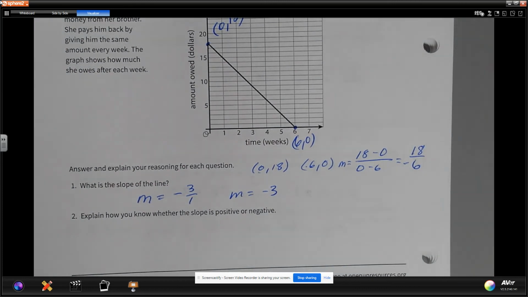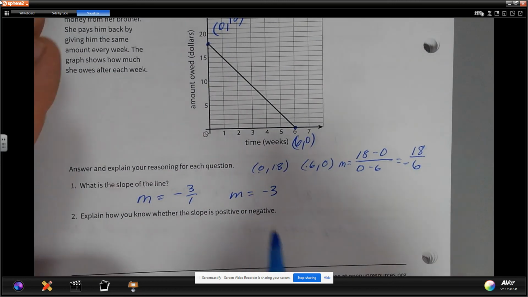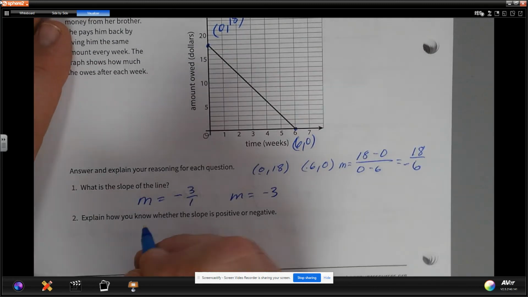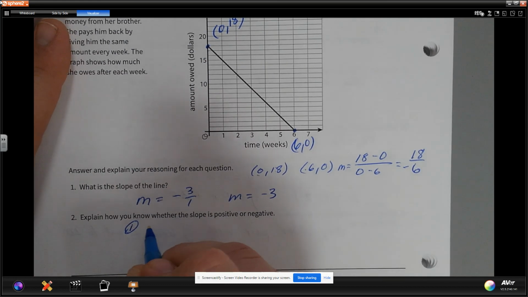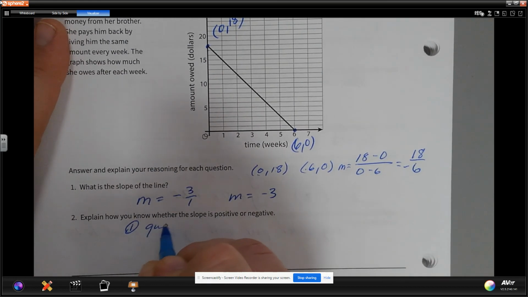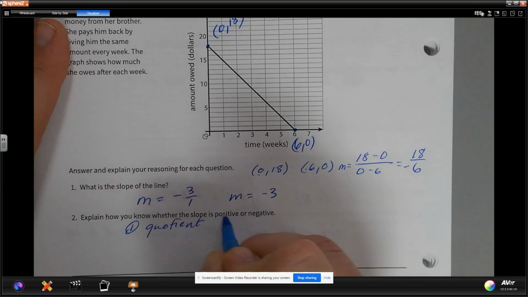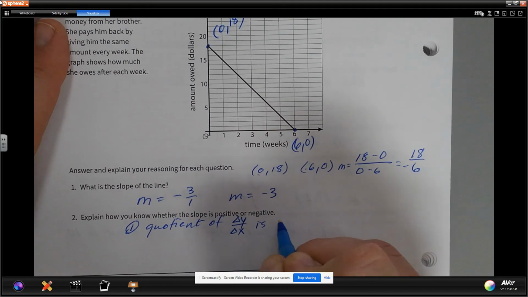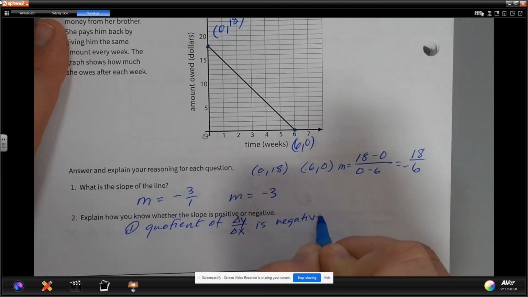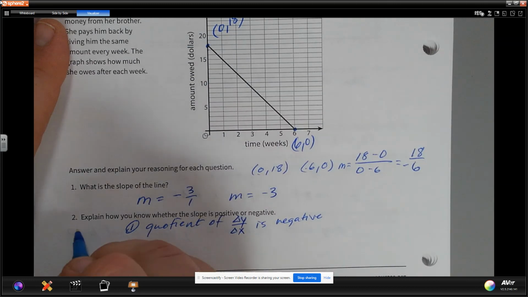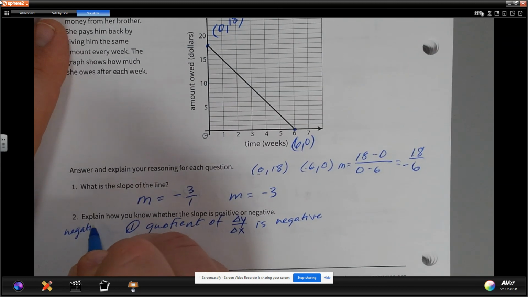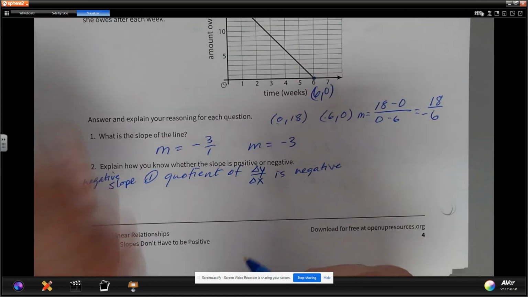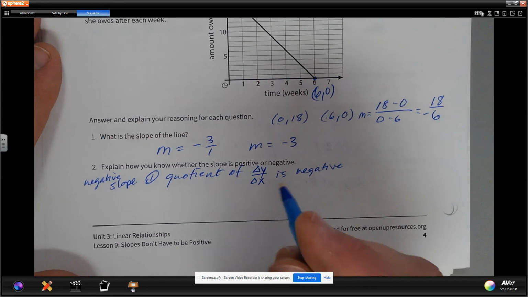Now, how do you know whether the slope is negative or positive? When the outcome, the quotient of the change in y over the change in x, is negative, we know that the slope is negative. So we can go ahead and label it like this. Negative slope: one qualifier is the quotient of the change in y over change in x is negative.